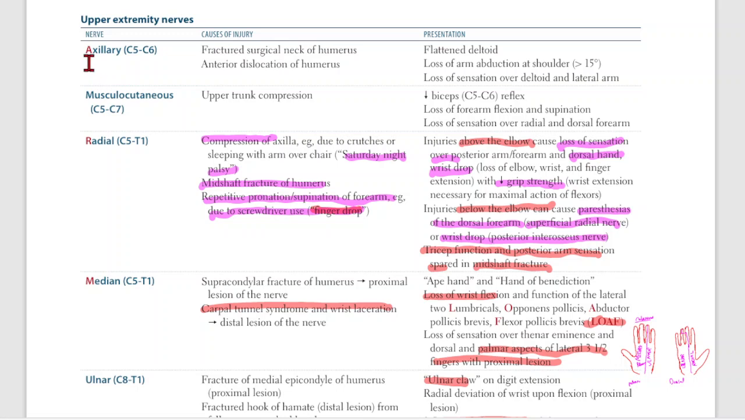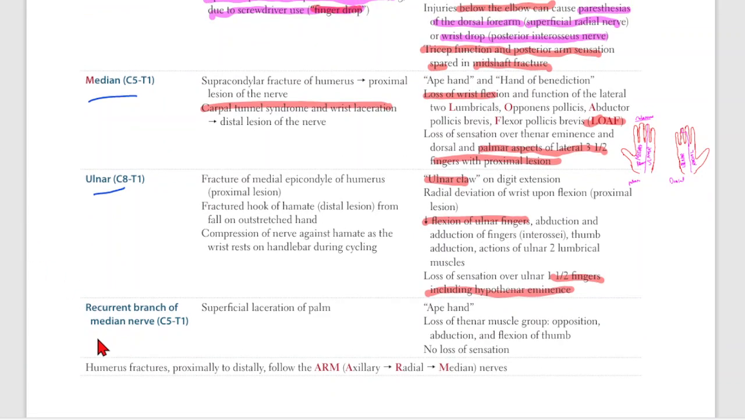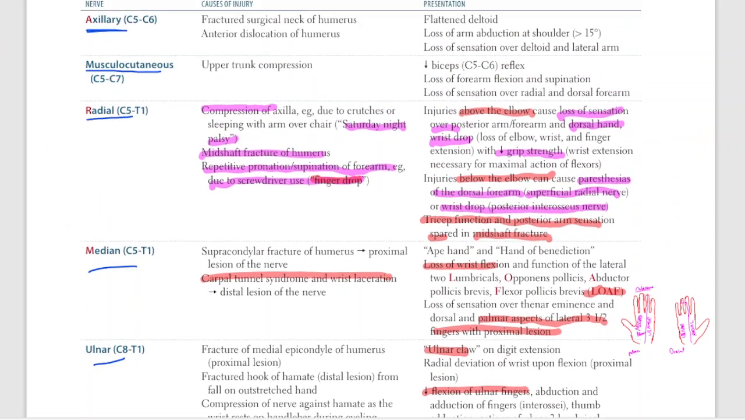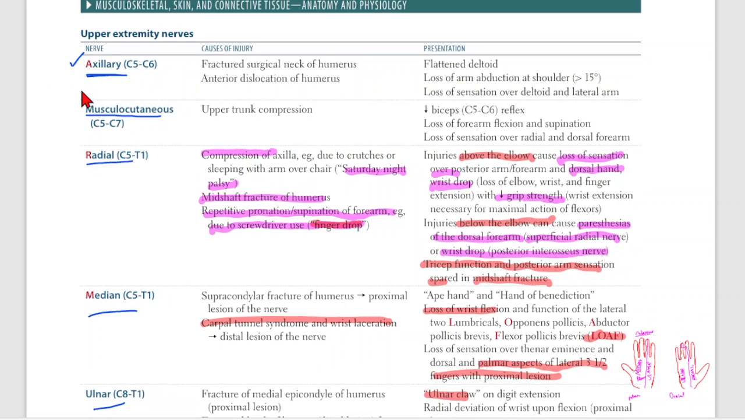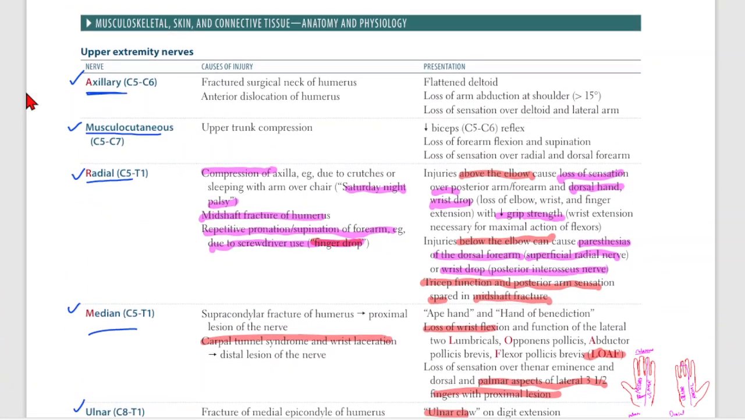First of all, you have to remember that the main nerves of the upper limb are the axillary nerve, musculocutaneous nerve, radial nerve, median nerve, and ulnar nerve, and the recurrent branch of the median nerve. Other nerves exist too, but they are not important, since they just supply a single muscle.